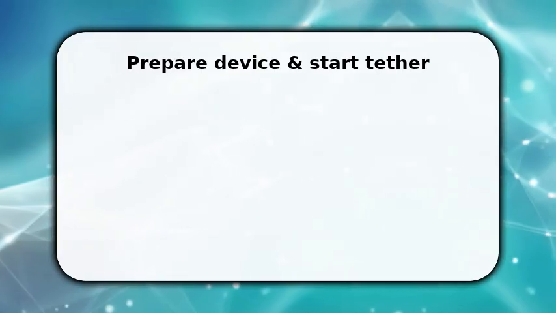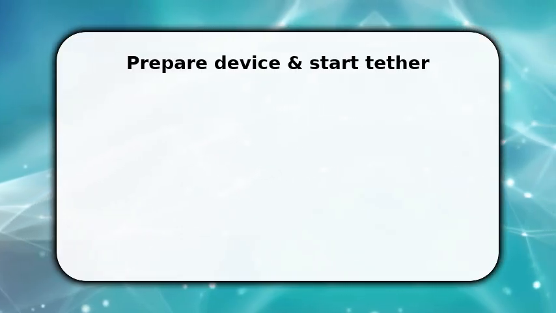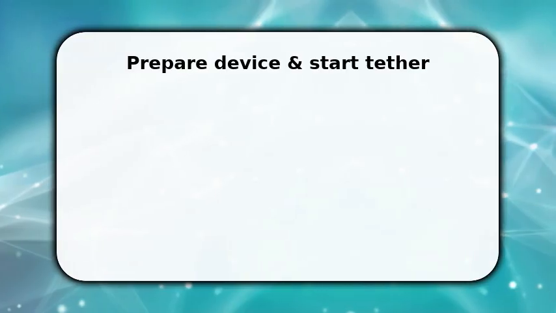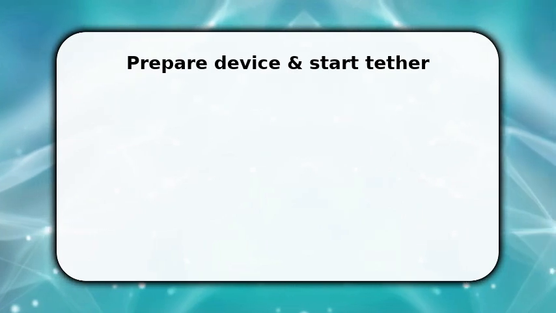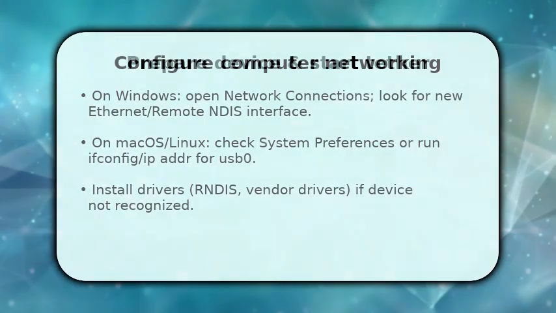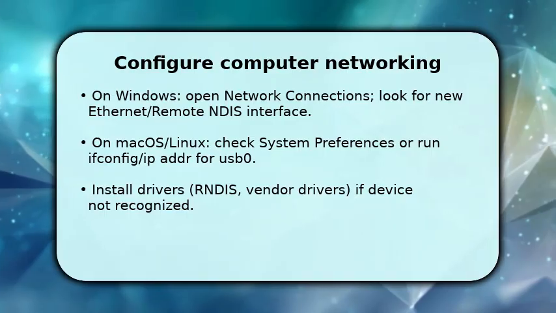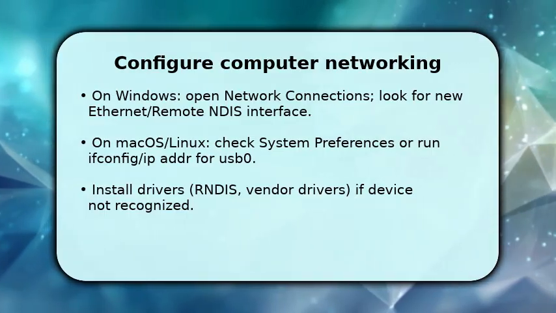Some devices require developer options active to change USB mode. Once done, check the phone shows tethering active, and the computer should attempt to obtain an IP address. You now confirm the computer recognizes the new interface and that it receives an IP.